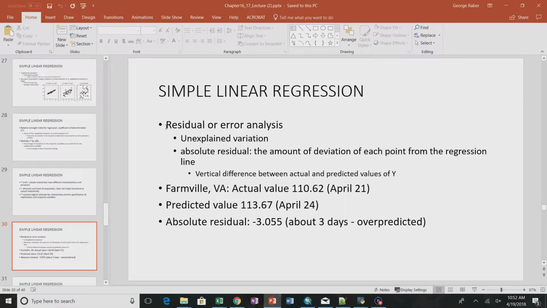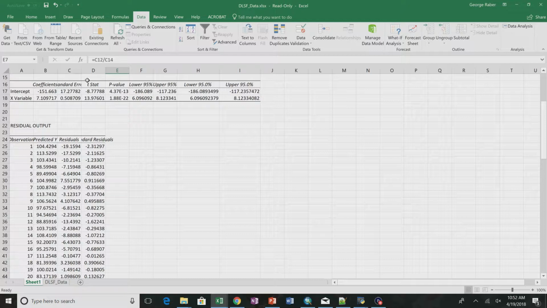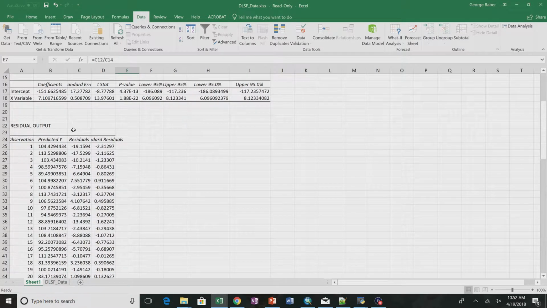All right. So the unexplained variation is the difference between the actual values and the predicted values. So it actually created all those residuals for us. So this table right here, when I check that, this is the predicted Y value, and this is the difference between the predicted Y value and the observation.